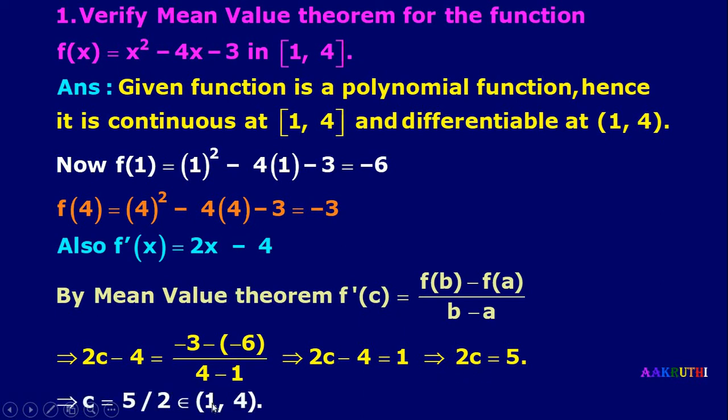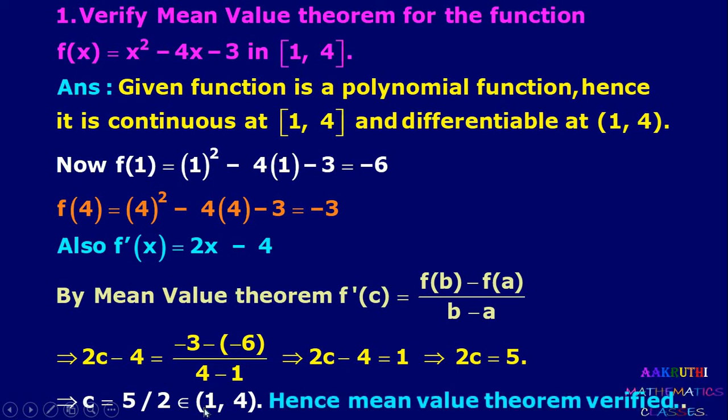And 5 by 2 belongs to open interval 1 to 4. So c value is 5 by 2, that is 2.5. 2.5 belongs to open interval 1, 4. So hence mean value theorem verified. So here c value is 5 by 2 and it belongs to open interval 1, 4. Hence mean value theorem verified.